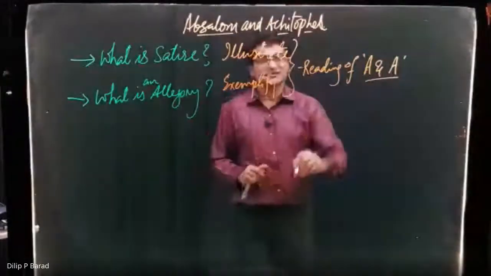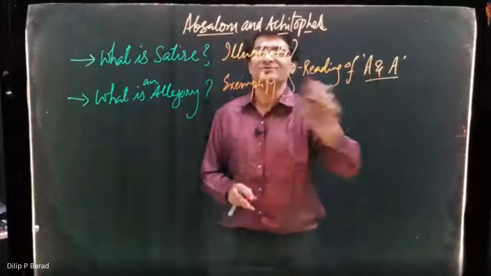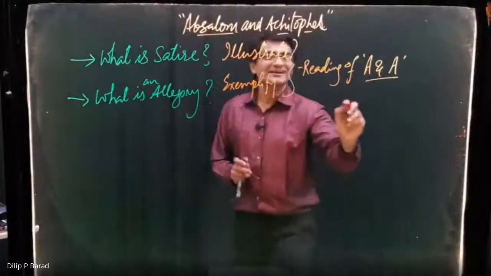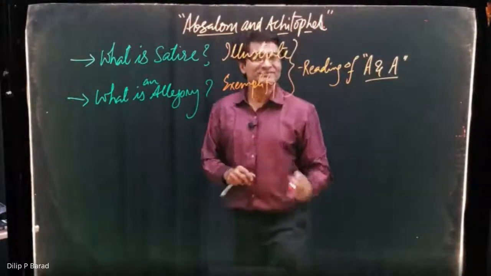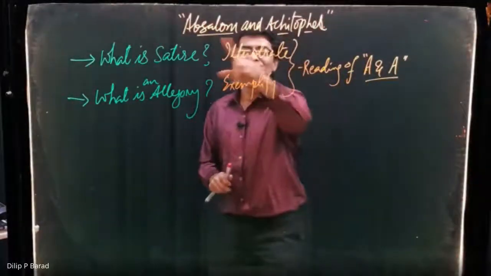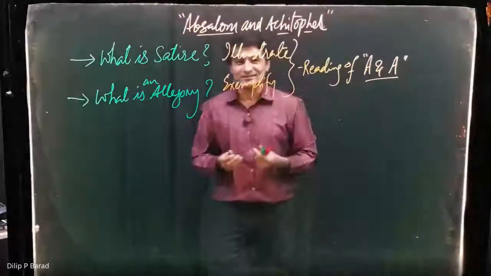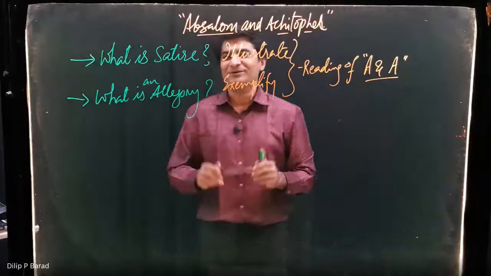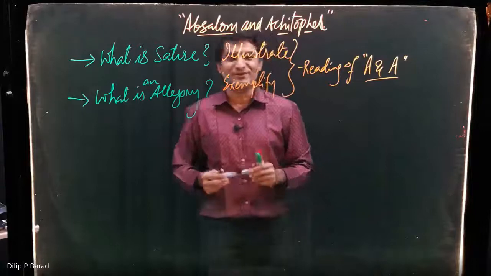I write here the short form A and A, but you are not supposed to write this in the exam. You have to write the full spelling, Absalom and Achitophel. So don't go by this chat language. We have a very interesting series ongoing, AK versus AK, which is now much talked about. This is A versus A, you can say Absalom and Achitophel.